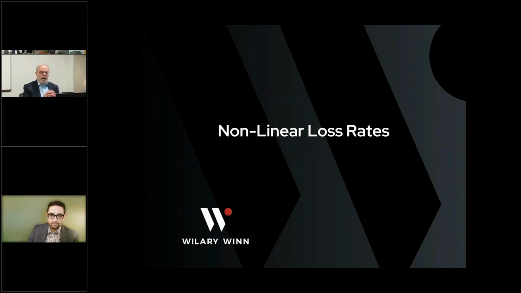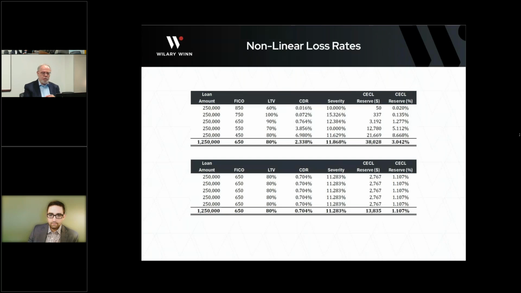Okay, now we're going to talk a little bit about data, and we're going to begin with the fact that loss rates are non-linear, and we'll explain what that means as we go along. So the first thing I want to show you is a slide where we take a pool of loans. I'm actually flipping in my hard copy now, so it's a little too small for my eyes.